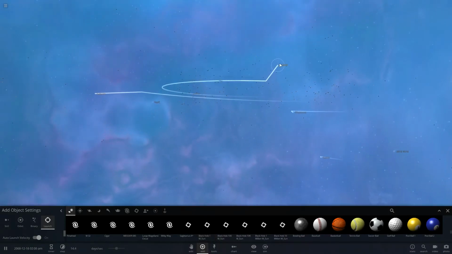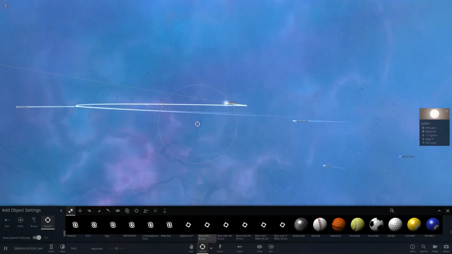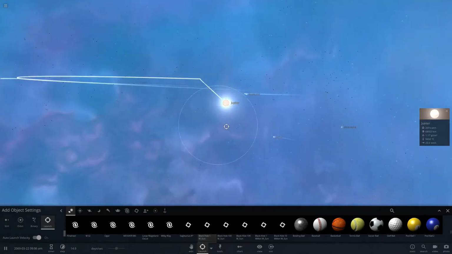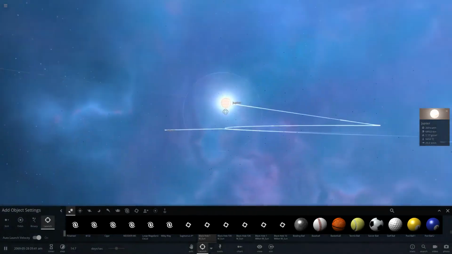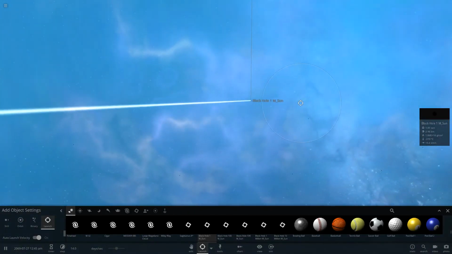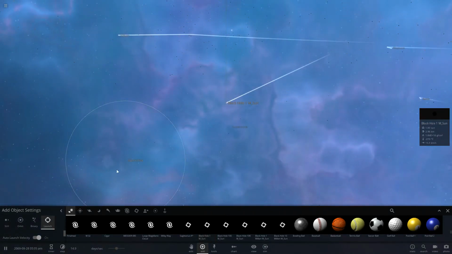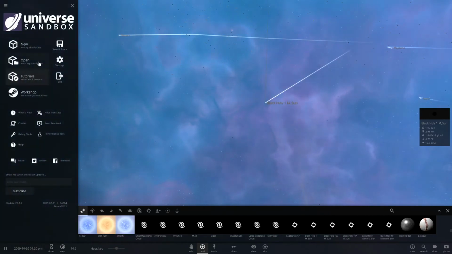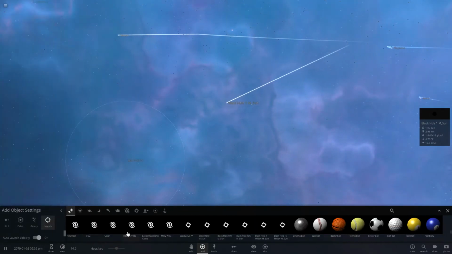Ooh, interesting. Black hole right here. Oh, seems to be glowing. Interesting. And it's gone. Where did... Oh, there's the black hole. Well, I've not had my fun yet. Let's chuck the Earth in.